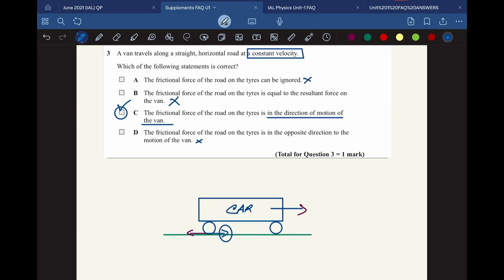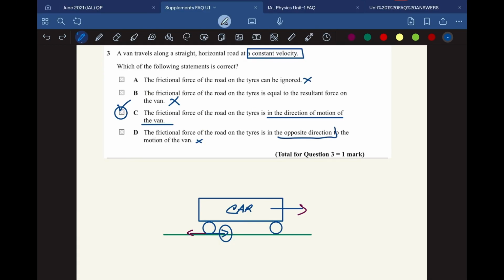But why is D incorrect? Because the resultant force is never equal to the friction, because the resultant force itself is connected to the frictional force. Now in part D it says the frictional force of the road on the tire is in the opposite direction to the motion of the van.